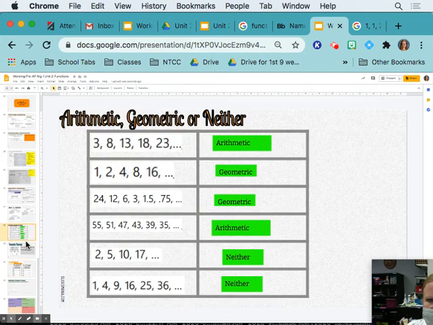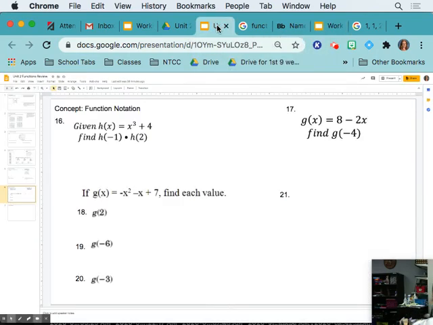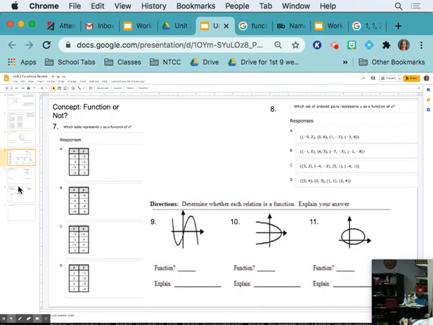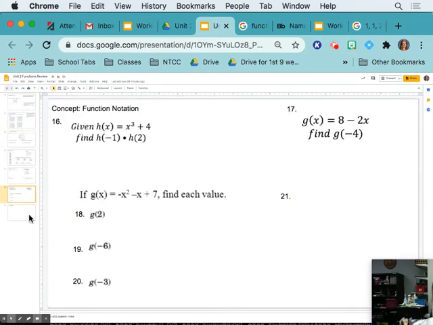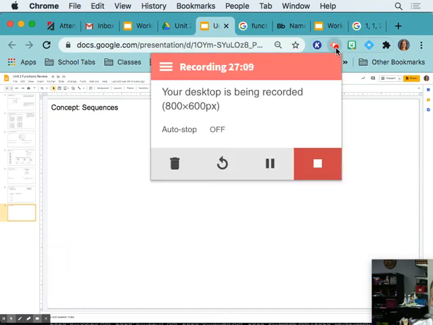Okay, we're not going to do recursive formula right now. So I have an assignment for y'all to work on, and I'm also working on your test review. I'm going to work on getting it printed out so that you're ready for your test on Friday. So I'm going to work on that while you do your first assignment, which is part of the review.